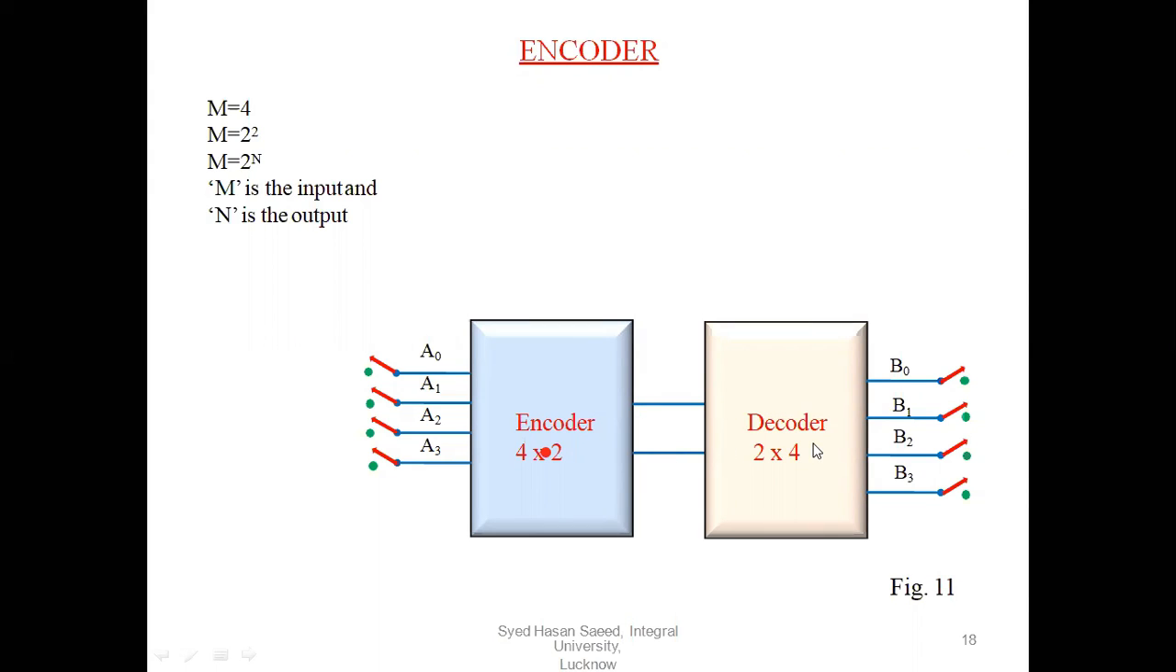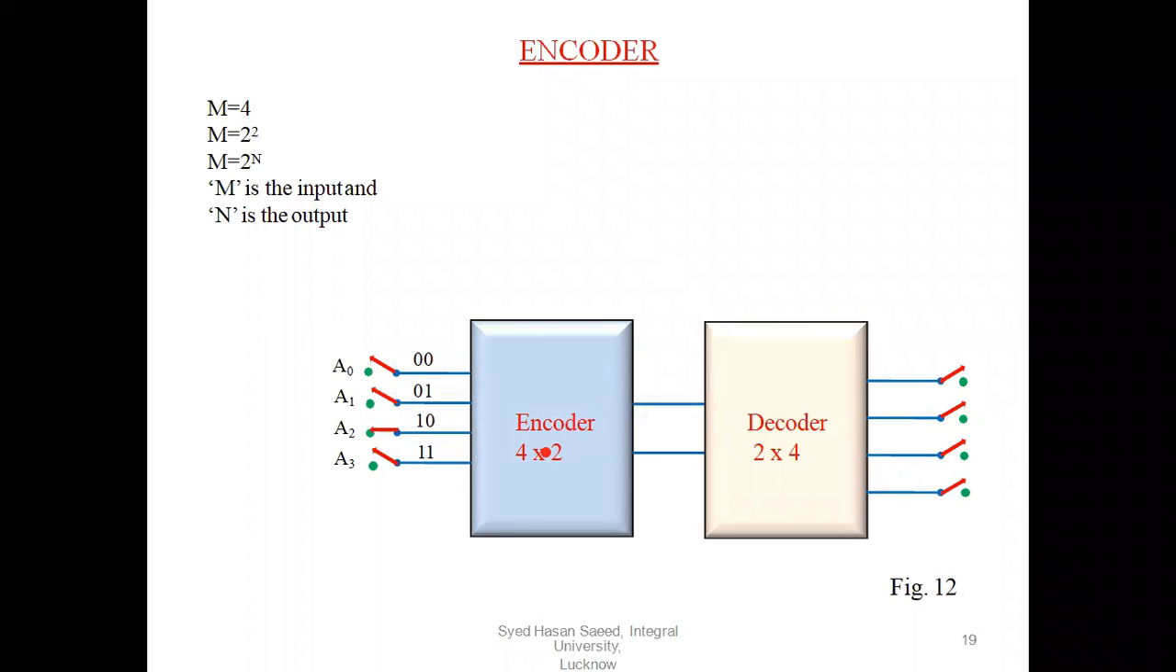So in the decoder, look, you have to pass 2 inputs, that is n inputs, and it will produce how many outputs? 2 power n outputs. That is the difference between encoder and decoder. So an encoder means you pass 2 power n inputs and it produces n outputs, whereas a decoder takes n inputs and produces 2 power n outputs. That is the difference between encoder and decoder.